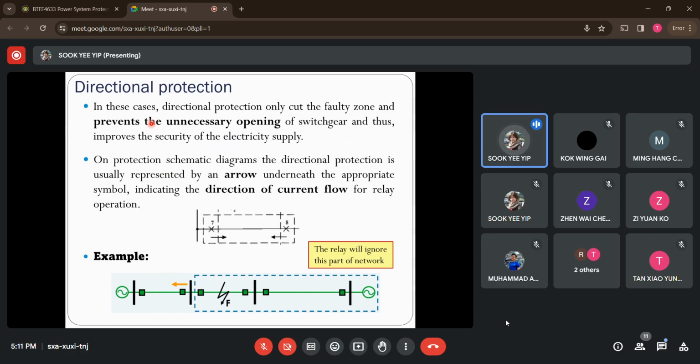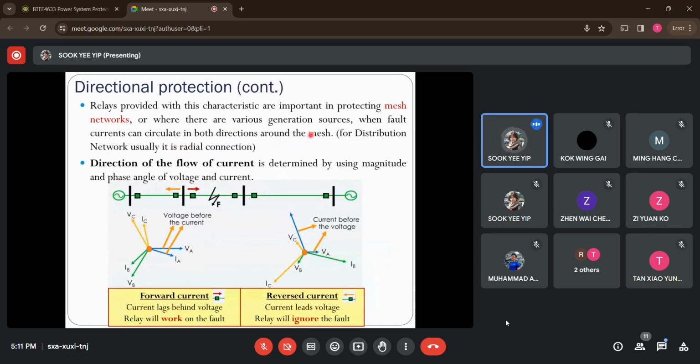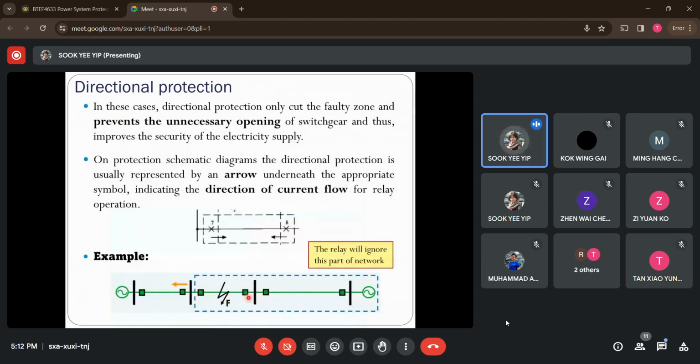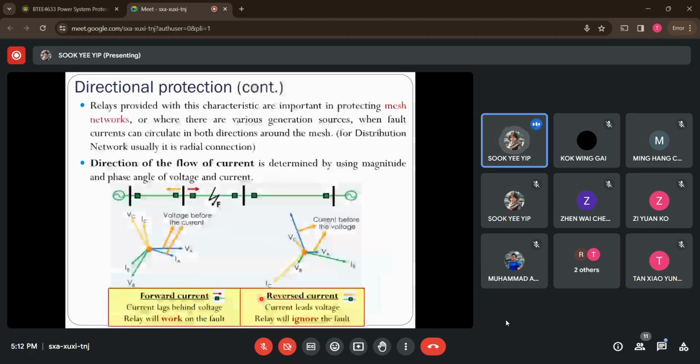So what we can say is, whenever we have generation sources at both sides, or probably a mesh network, which means that it consists of more than one generation source within the circuit, it forms a ring network here. Whenever a fault occurs, we know that the fault currents will travel in both directions. That's why the relay is unable to tell where the fault originates. So in order to solve this, we will use the directional relay instead. So how does the directional relay tell us the direction of the current flow?